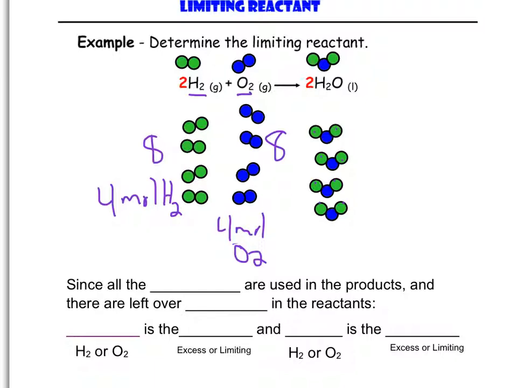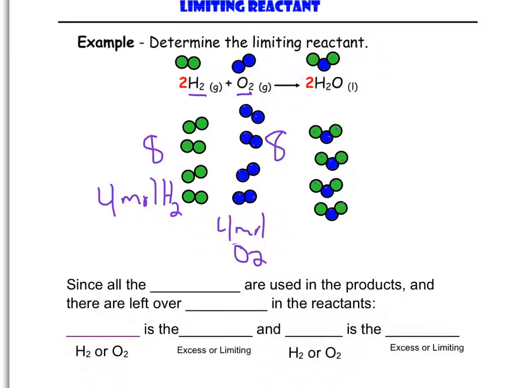My oxygen, on the other hand, I have 1, 2, 3, 4, 5, 6, 7, 8 on the left, and I used 4 on the right. Well, since I used up all of my hydrogen, that is going to be my limiting reactant. Since I have oxygen left over, it is in excess and is therefore my excess reactant.